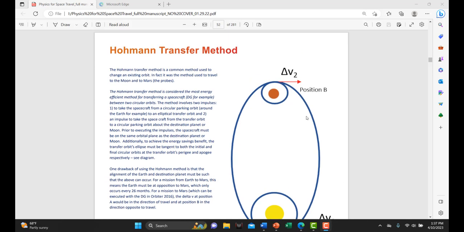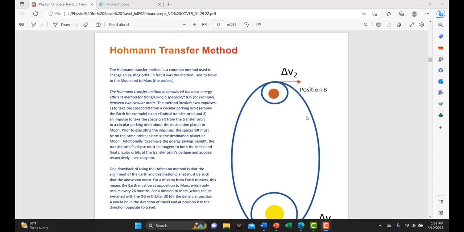But let me first talk about what a Hohmann transfer is in general. It's considered the most energy efficient method for transferring a spacecraft between two circular orbits. The method involves two impulses: one to take the spacecraft from a circular parking orbit, say around the Earth, to an elliptical orbit, and two, an impulse to take the spacecraft from the transfer orbit to a circular parking orbit about the destination planet or moon.